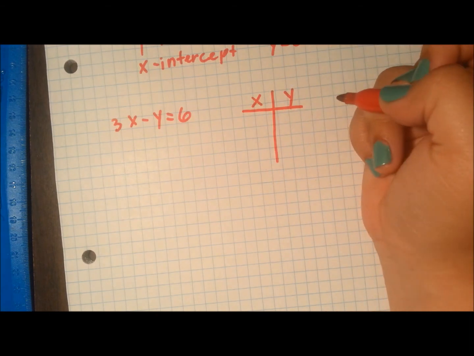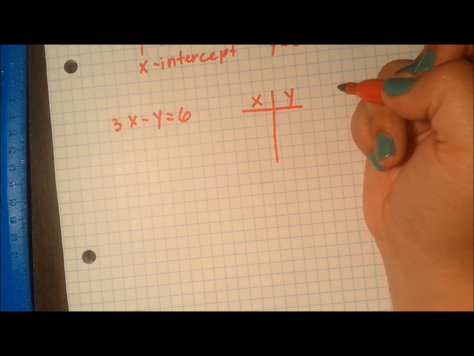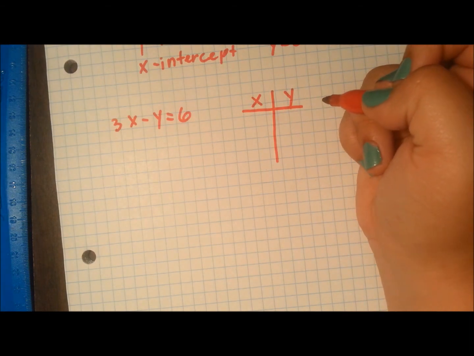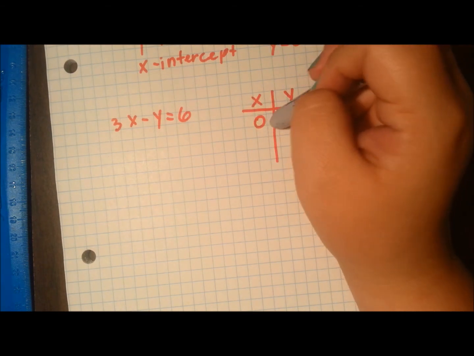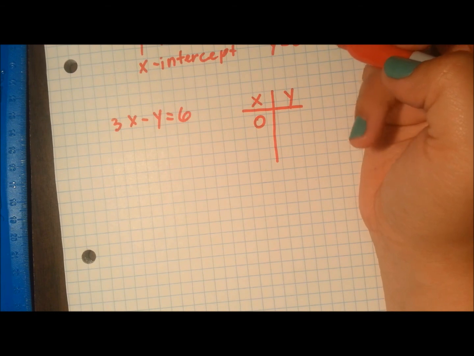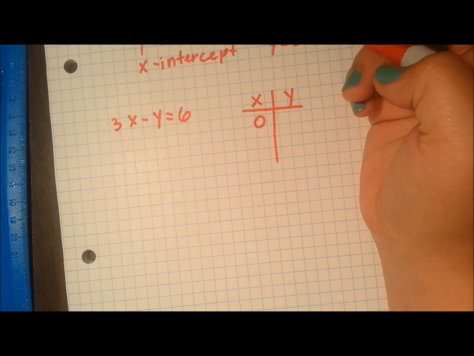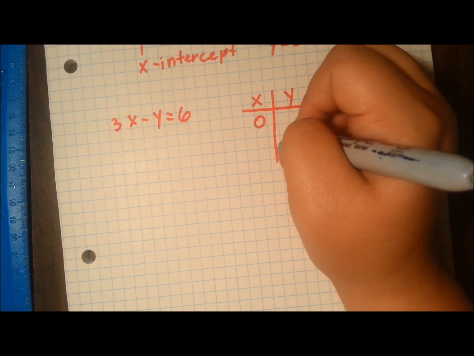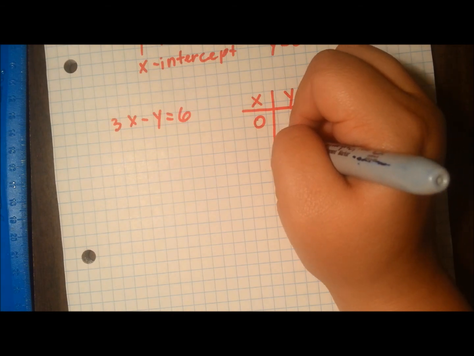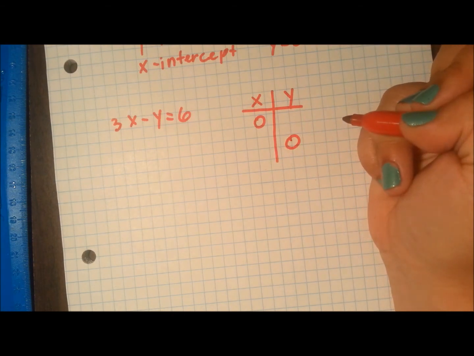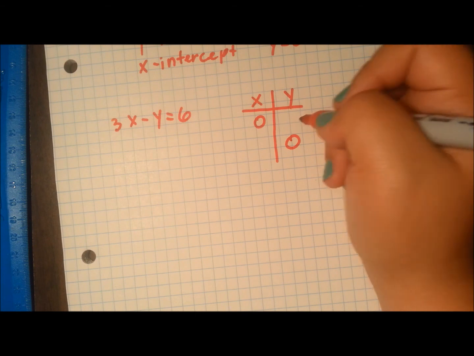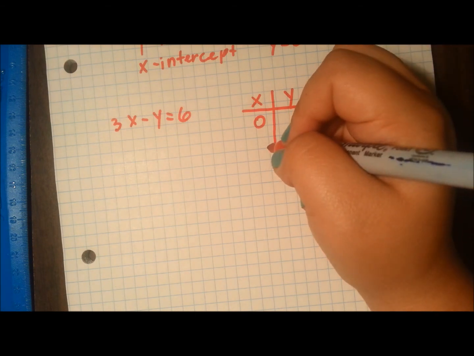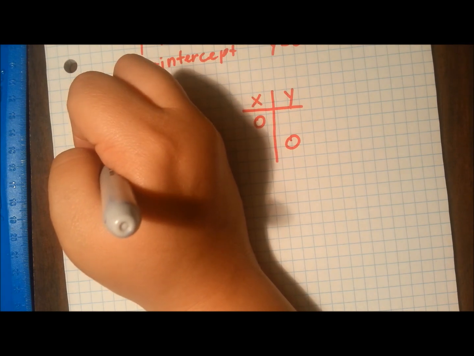But instead of just choosing any x's, you're going to choose 0 for your first x. That would be the y-intercept. And since we're looking for the x-intercept, we're going to establish our y for our second point already, and that will also be 0. And what you want to do is solve for y, and solve for x. So we're going to start by solving for y.